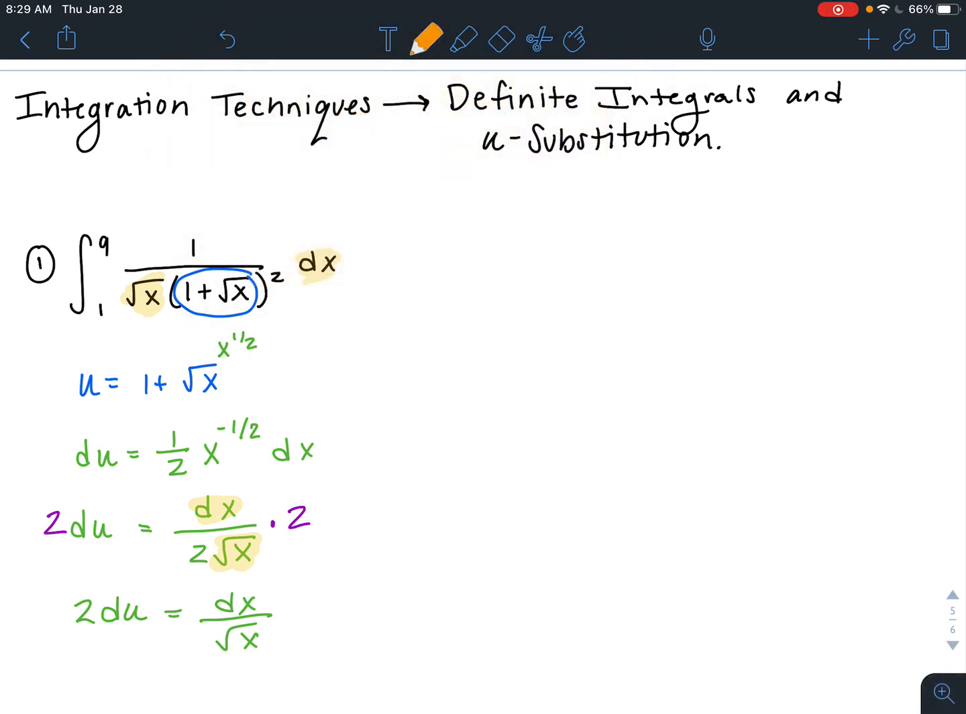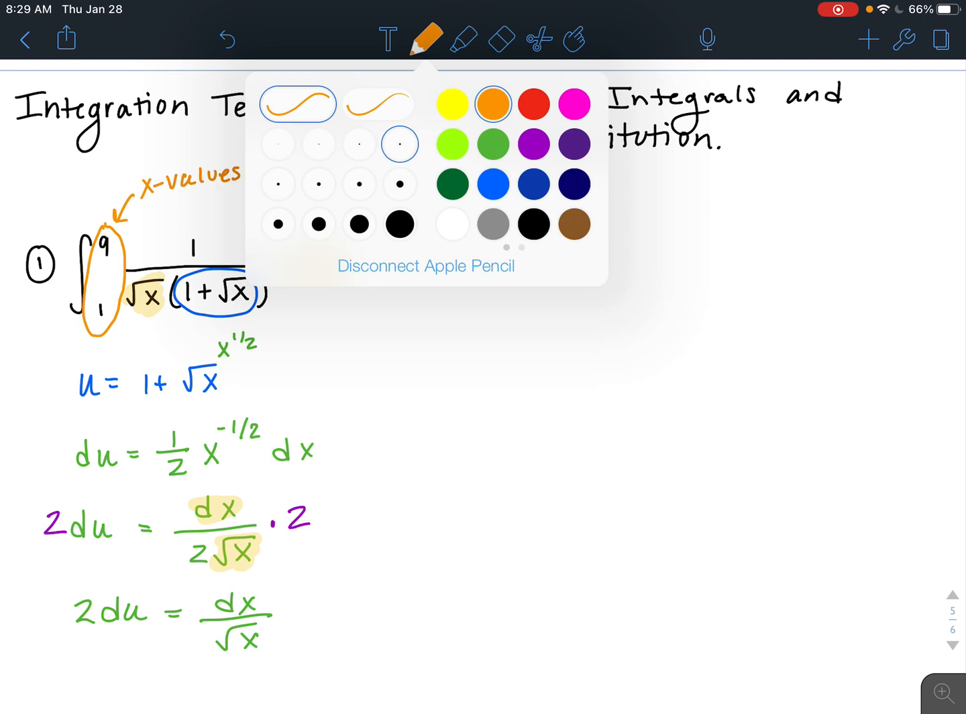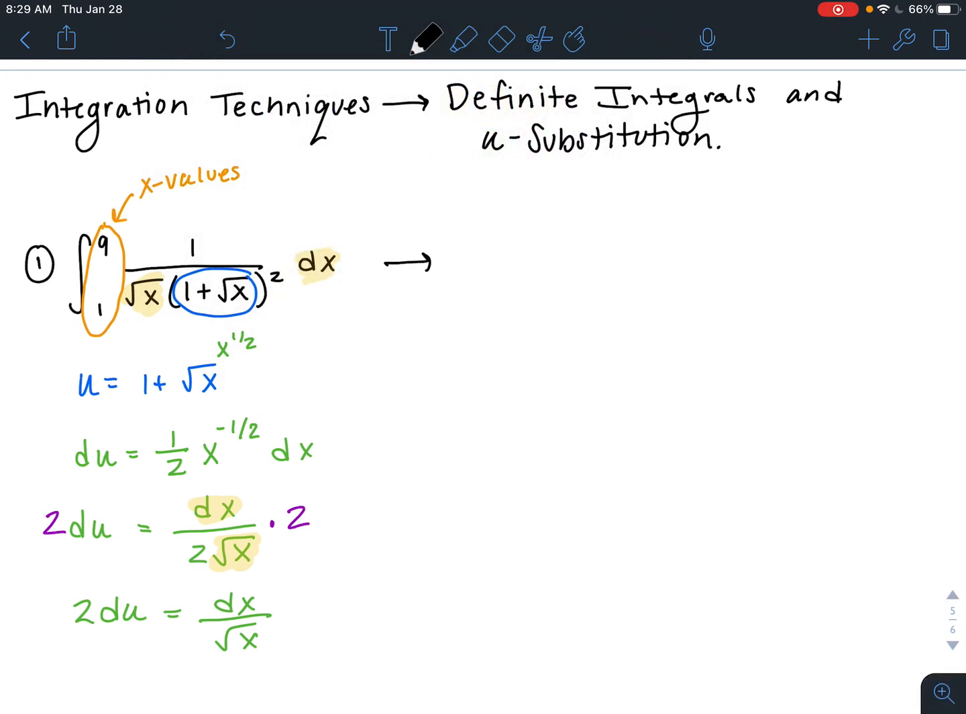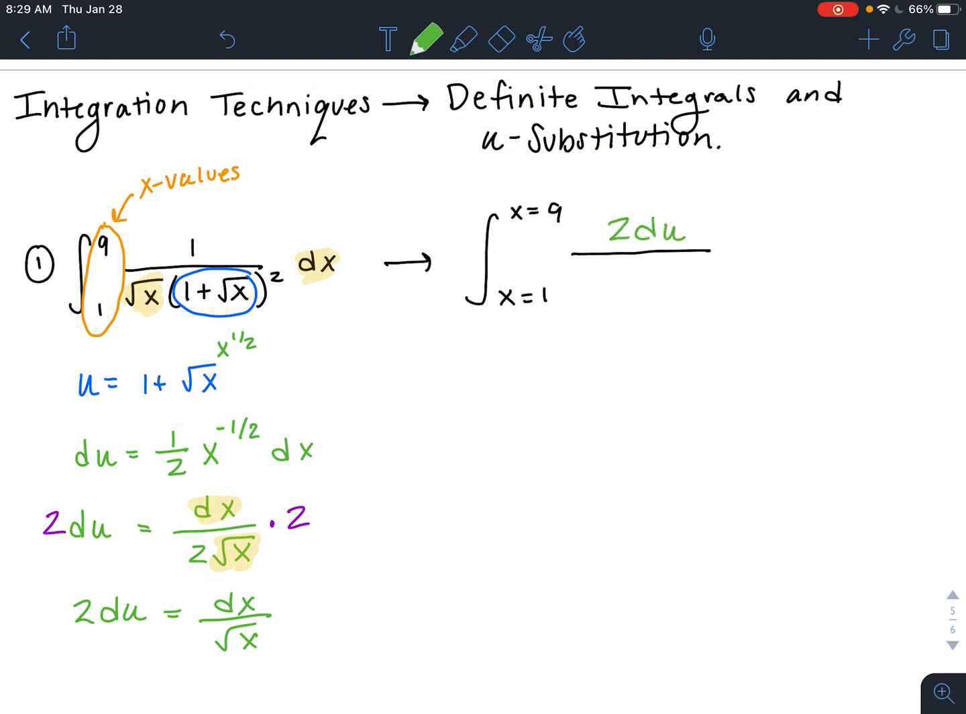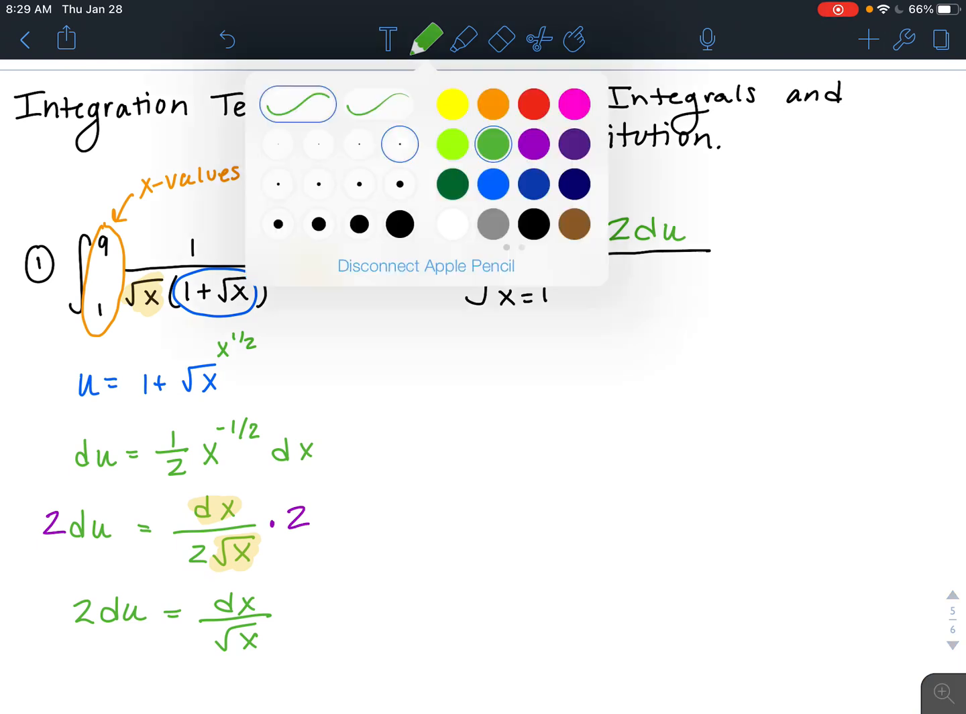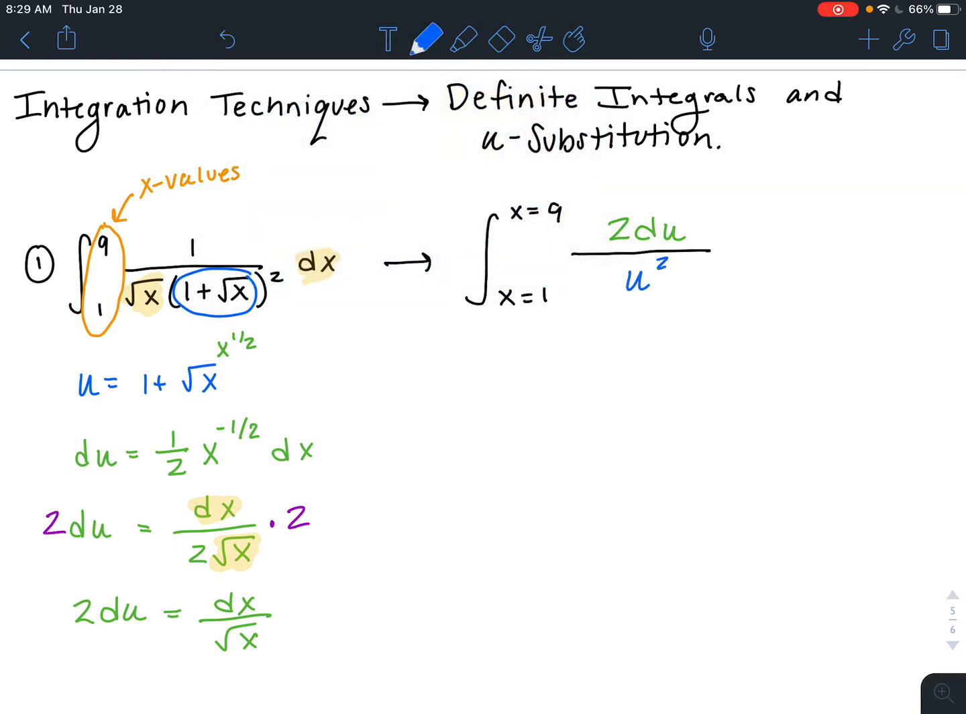So now here's where the definite integral part comes into play. These limits are in terms of x values, so you have two options for how you proceed. Option 1 is that you could say I'm taking the integral from x equals 1 to x equals 9 of my 2 du. I'm going to put that up here, and that replaces my square root of x in the denominator and my dx, over u squared in the bottom.